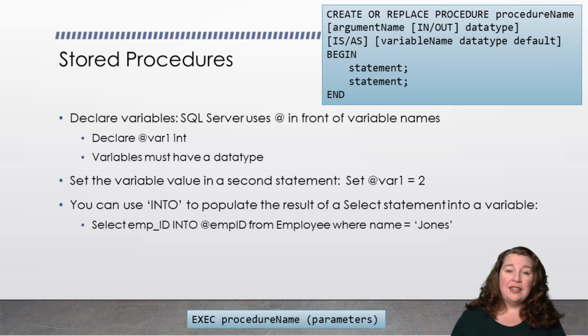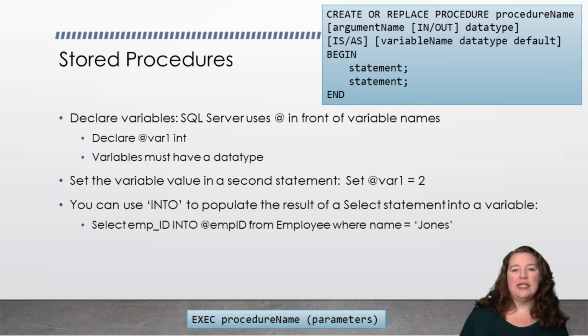We can also set the value of the variable using the INTO method. We can select some piece of information, employee ID, and we can put it into our variable. So select employee ID into @empID as my variable, and then finish my SQL statement: from employee where last name is Jones. And that'll take the employee ID as long as it is what we call a scalar variable. It is a single value variable as opposed to multivariable. So you can use the INTO as well to populate a variable.